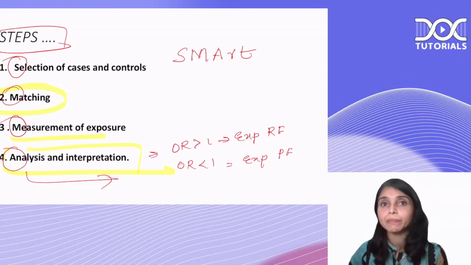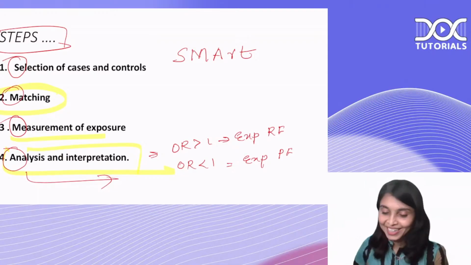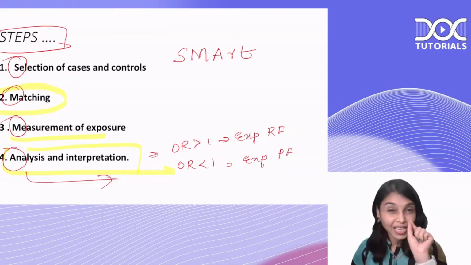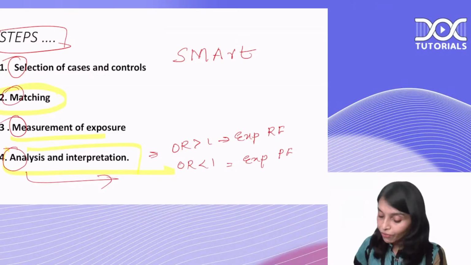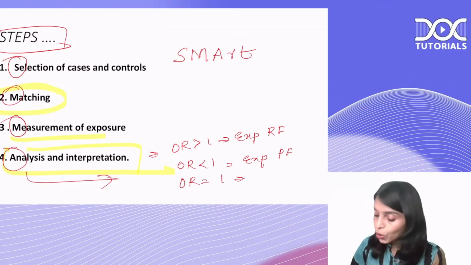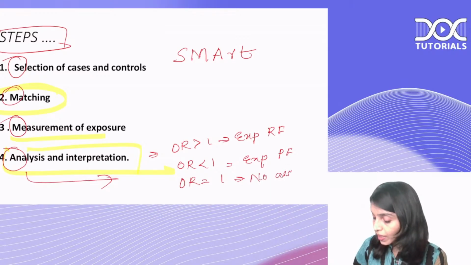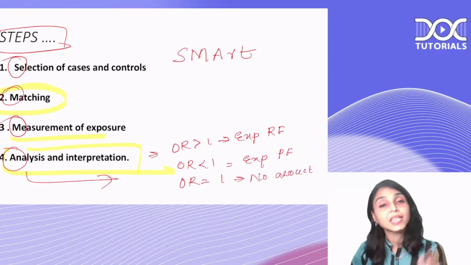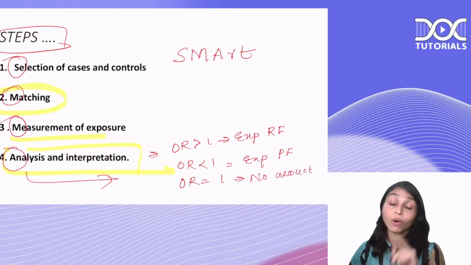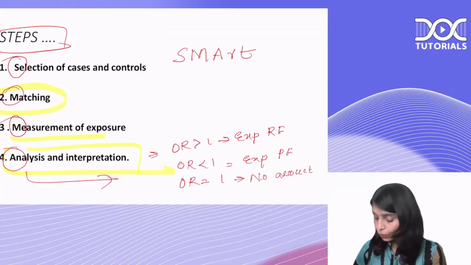I would love to explain, but I don't have time. So let's quickly go through the important points. If the odds ratio is less than 1, that means the exposure is a protective factor. And if the odds ratio is equal to 1, that means there is no association between the exposure and the outcome. So that is about case control.